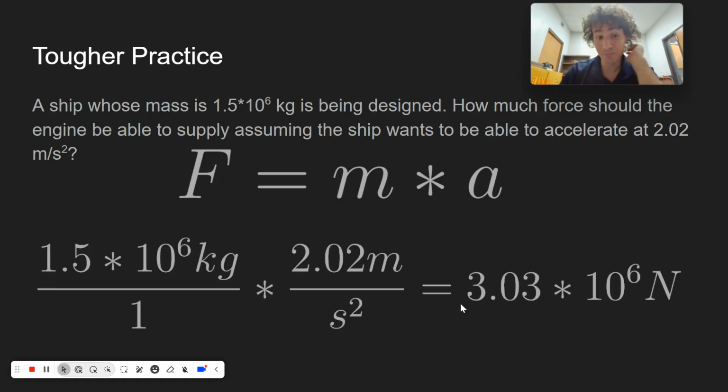So I plug my numbers in. I have kilograms, I have meters per second squared, and I just multiply them across. My mass times my acceleration is going to give me how much force the engine needs: 3.03 times 10 to the 6th, so about 3 million newtons. That's pretty decent, but it's a ship, so it kind of makes sense.